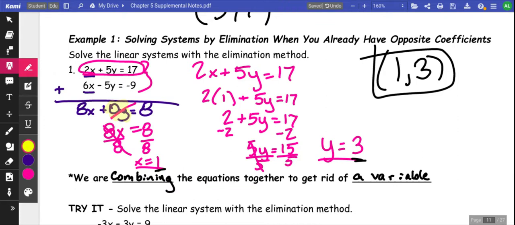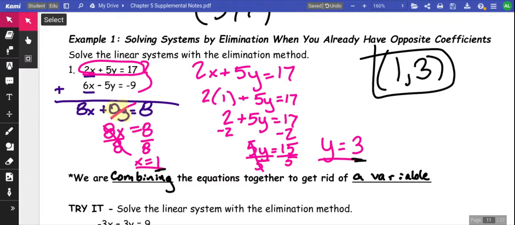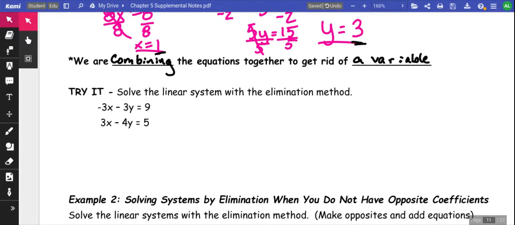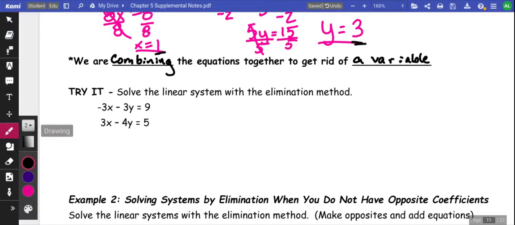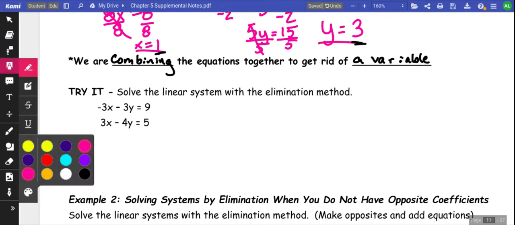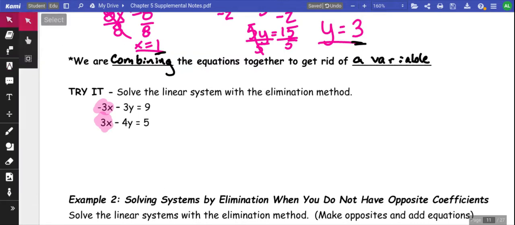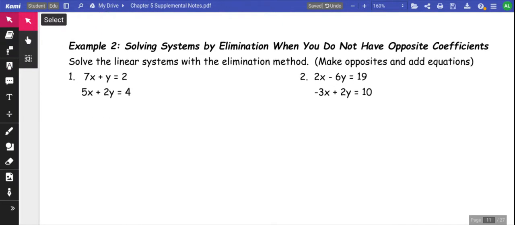Some of these we're going to have to do a couple more steps. So let me show you an example where it's not just perfectly set up. This one is already set up the way I would need it to be. Negative 3x, positive 3x. If I added those equations together, those two things would cancel out. But let's look at an example when I don't have opposite coefficients.